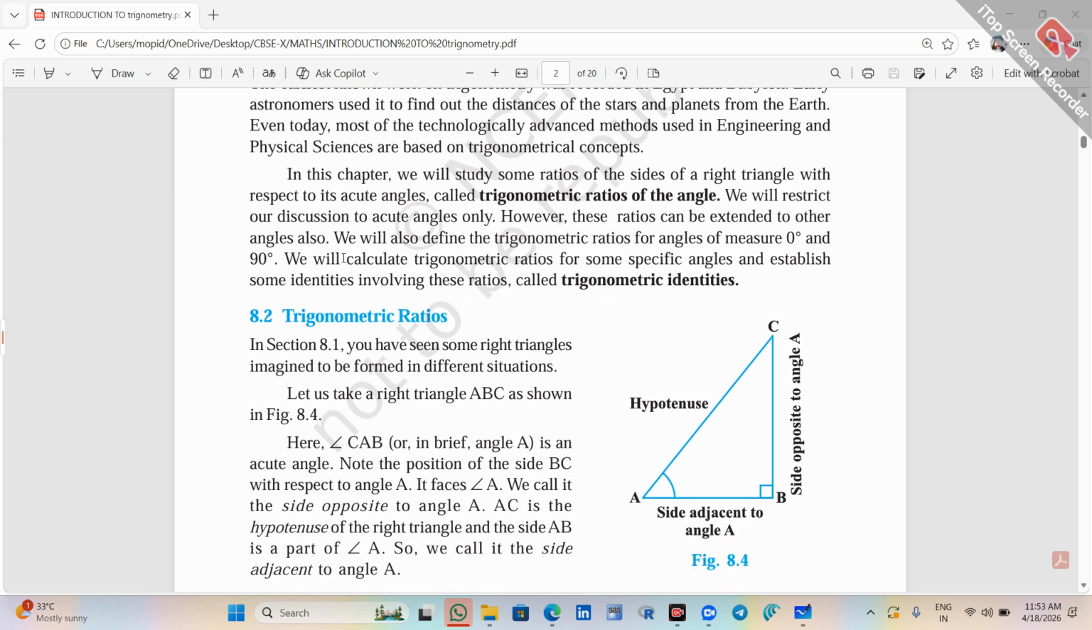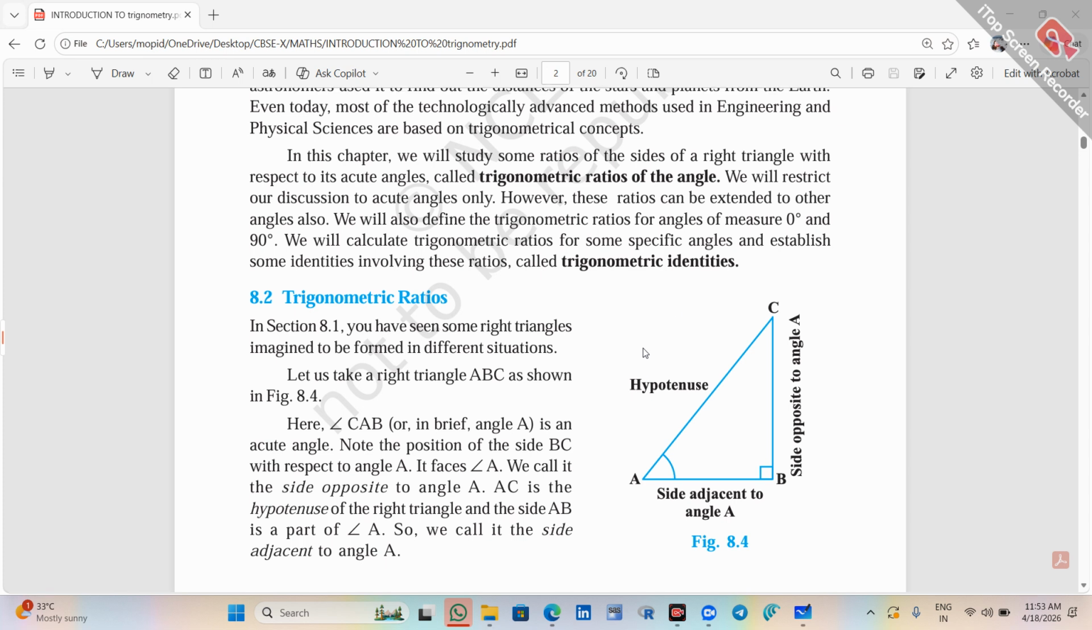See here, angles from 0 degrees to 90 degrees. Acute angle, we know, is nothing but less than 90, that is between 0 to 90 degrees. We will calculate the trigonometric ratios for some specific angles and establish some identities involving these ratios called trigonometric identities.